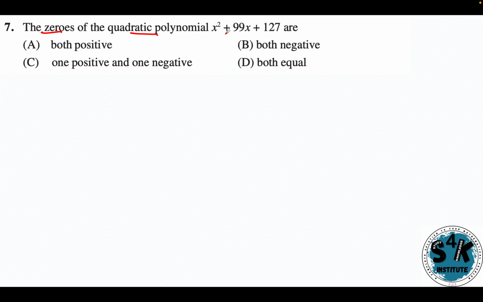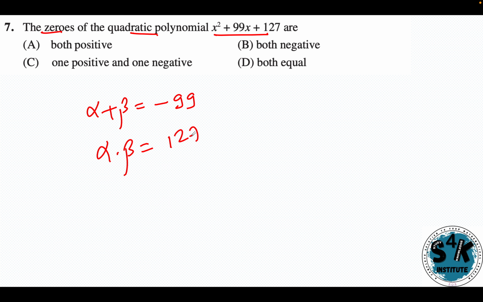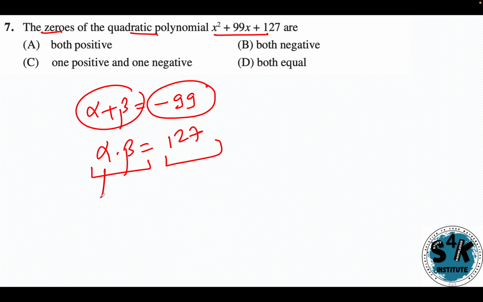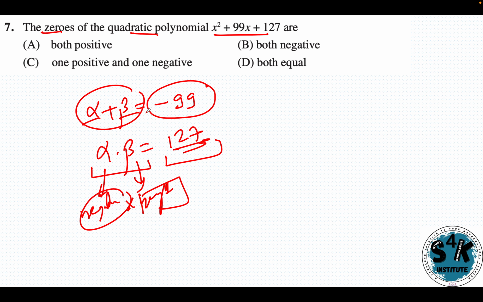The zeros of the quadratic polynomial this are... here alpha plus beta is -99, and alpha into beta is equal to 127. So here the summation is negative and the product is positive. It means that both have to be negative, right? Only in the case of negative and negative: negative times negative will give you positive, and negative summation will give you negative. So both are satisfied, so both are negative. Okay, let's move to the next one.